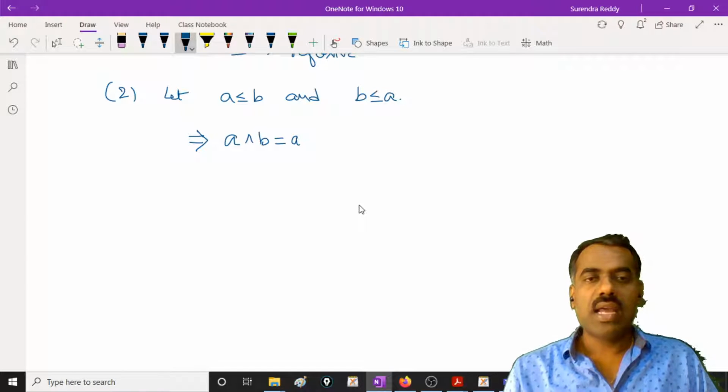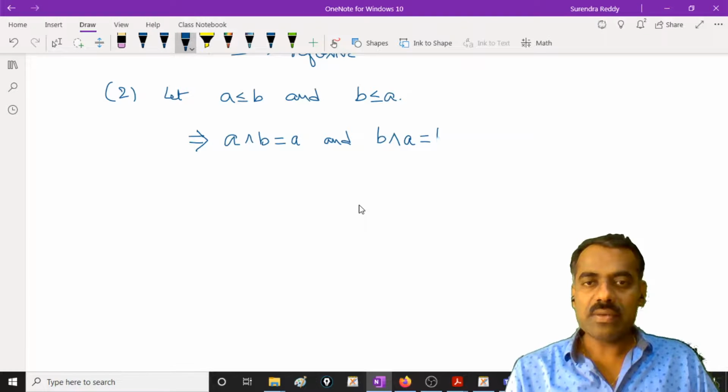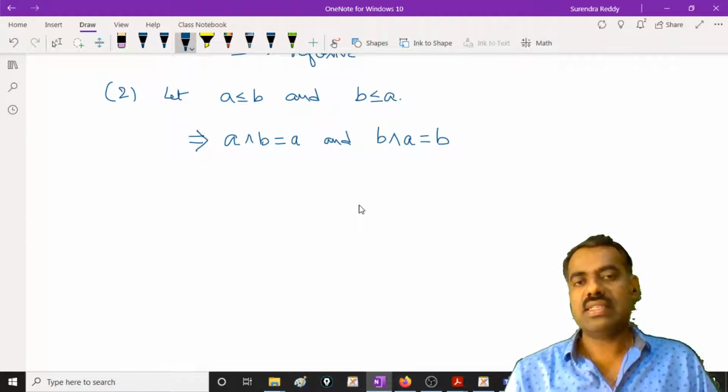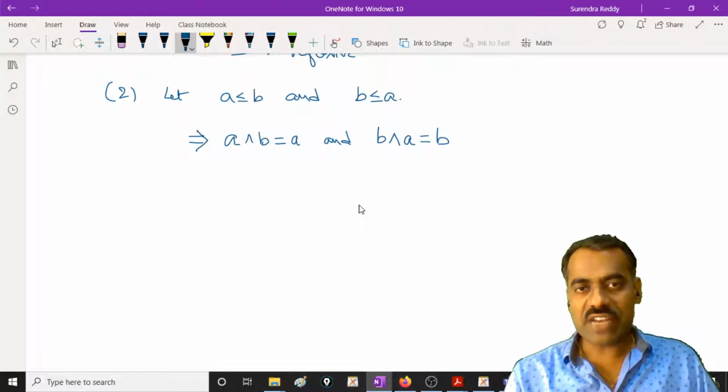Very good. And what is meant by B is less than or equal to A? By the definition, B meet A is B. Is this clear? Whatever left hand side we have, that should be equal to this.